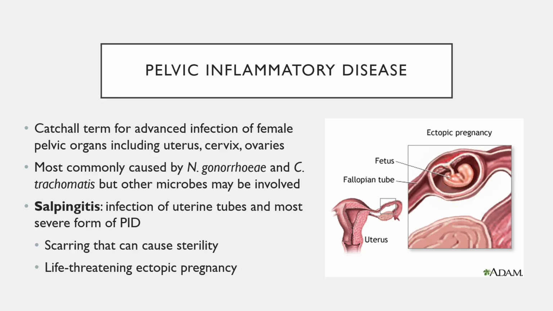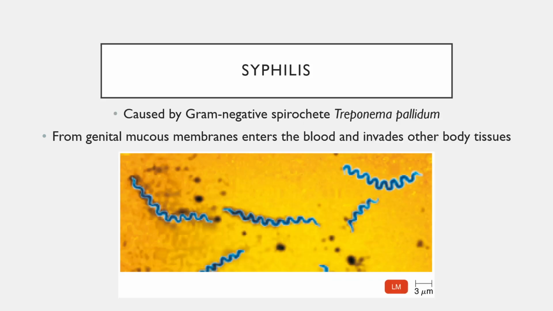Next, we have syphilis. So syphilis is caused by a gram-negative spirochete. We haven't heard a lot about spirochetes up until now, but you may remember that this is the morphological type of bacteria that has the corkscrew formation.